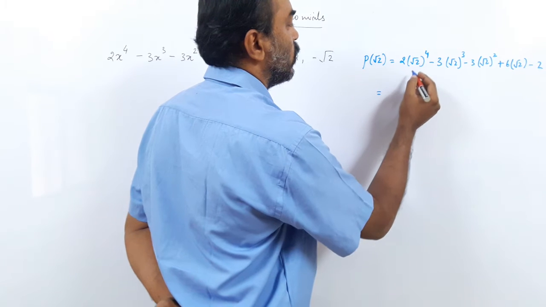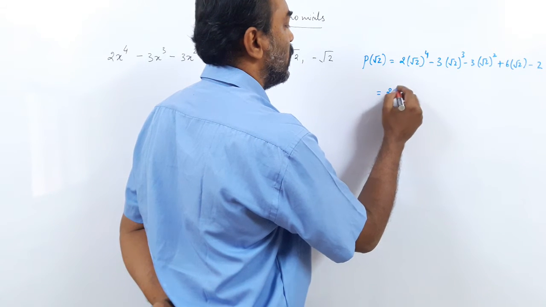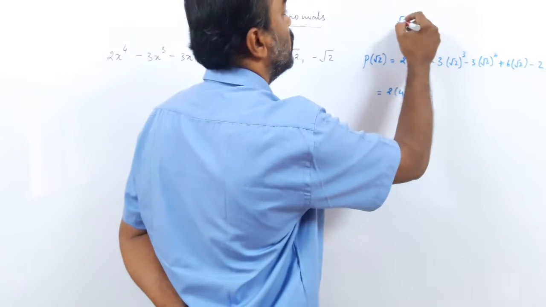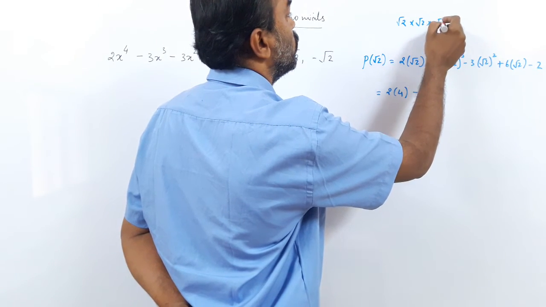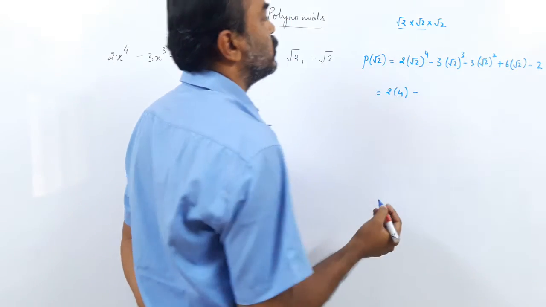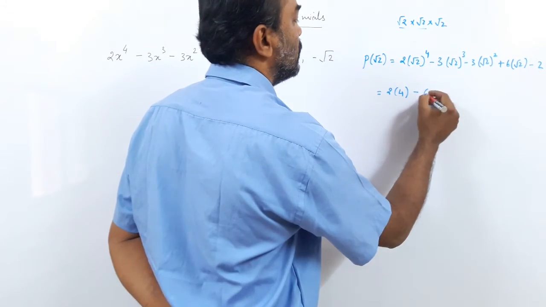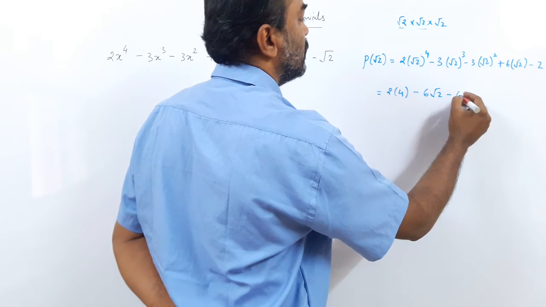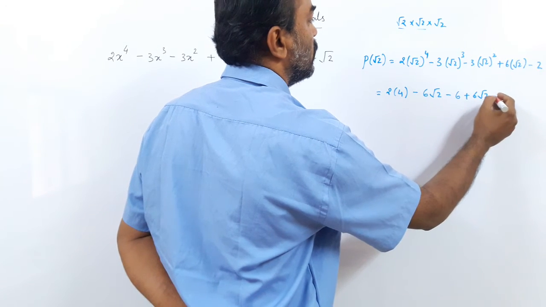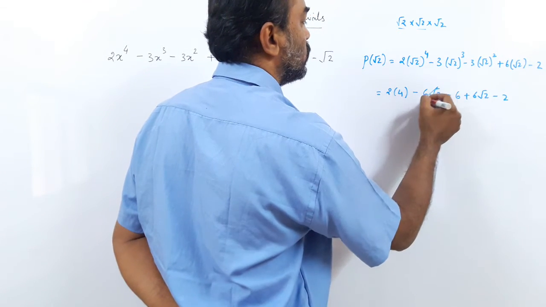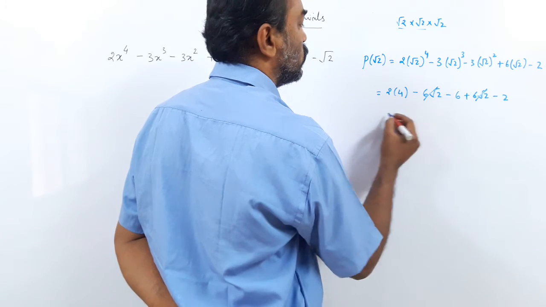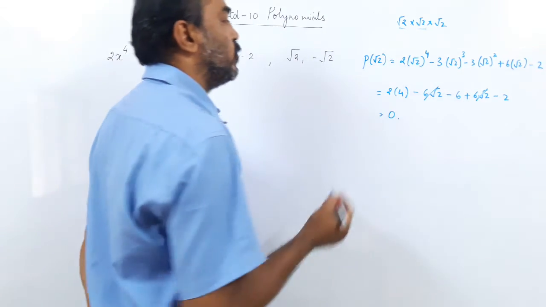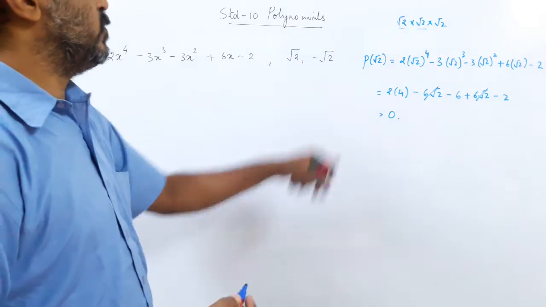Now root 2 raised to 4 is root 16, that is 4. So I get 2 into 4 minus 3 into root 2 the whole cube. Now what is root 2 the whole cube? Root 2 into root 2 into root 2. Now root 2 into root 2 is 2. So 2 root 2 into 3 is 6 root 2, minus. Root 2 square is 2, 2 into 3 is minus 6, plus 6 root 2 minus 2. So this minus 6 root 2 and plus 6 root 2 cut. 2 4s are 8, 8 minus 6 minus 2 is 0. So p of root 2 is a root because we got 0.